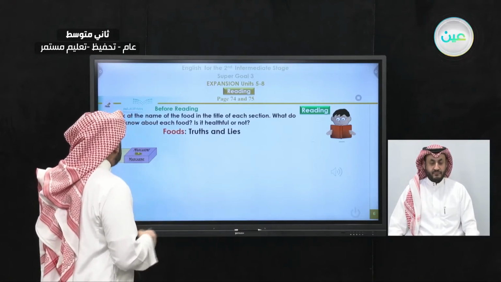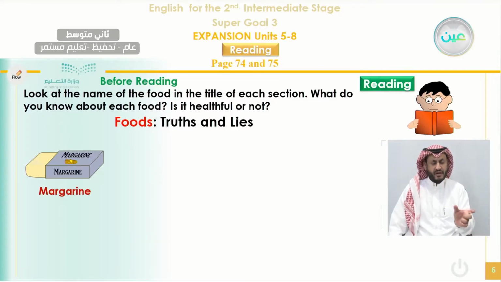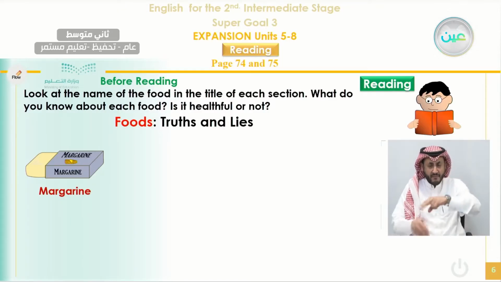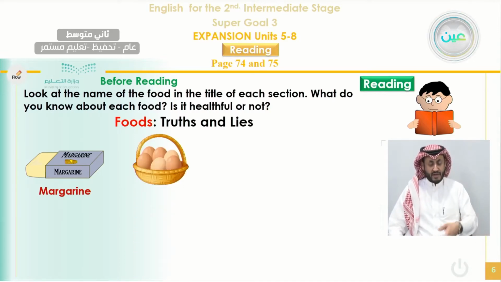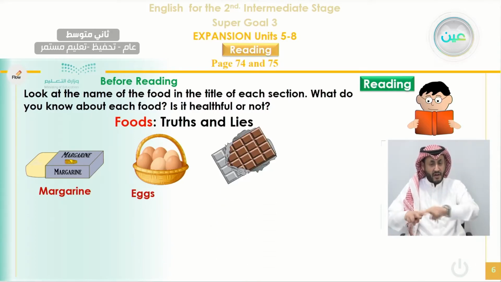Okay, the first one here, you can see this kind of food that's called margarine. Okay, this is margarine. What is margarine, and what is the effect that margarine has on our body? This is what we're going to learn, inshallah, in the coming slides. And here, what is this? These are eggs.